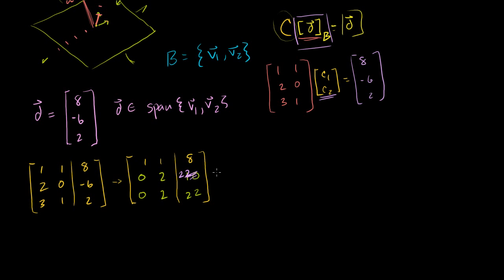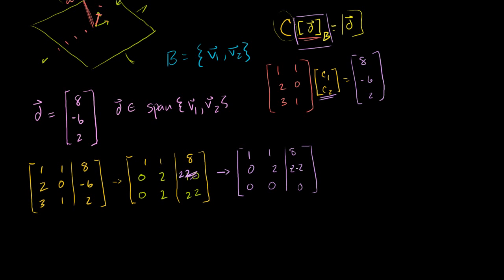Now, I'll do one step at a time. Let me replace my third row with my third row minus my second row. Just get it out of the way. So I'll keep this 1, 1, 8, 0, 2, 22. And then the third row, I'm going to replace it with my third row minus my second row. So it's going to be 0, 0, 0. So that just gets zeroed out.